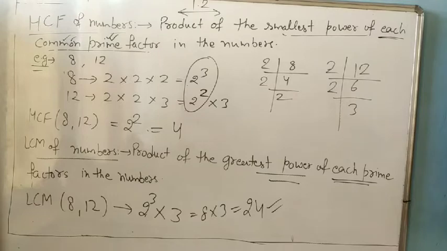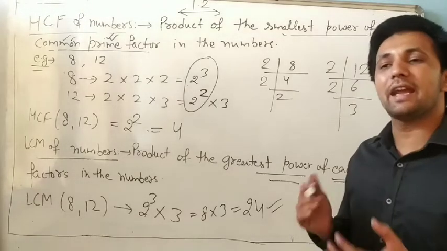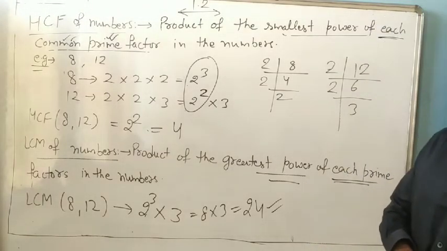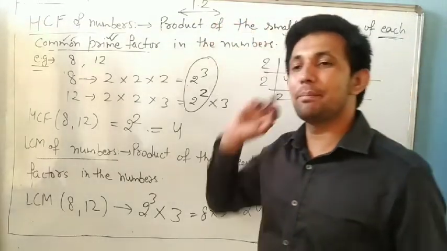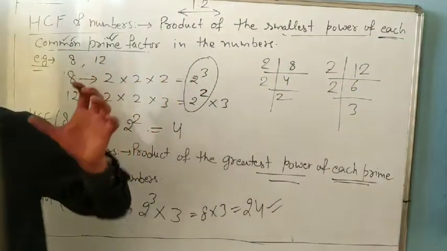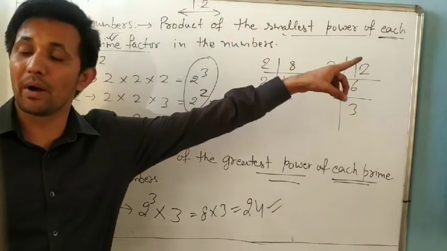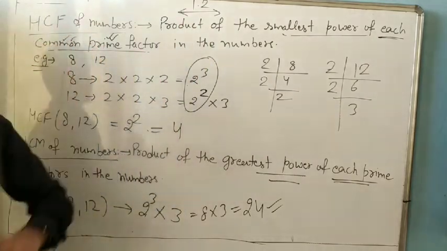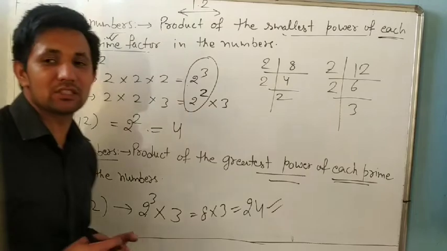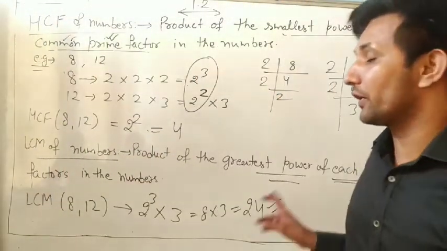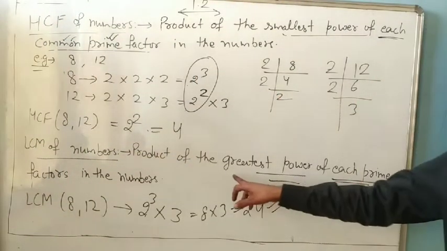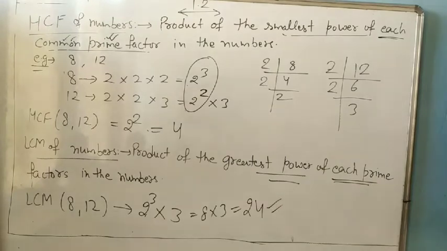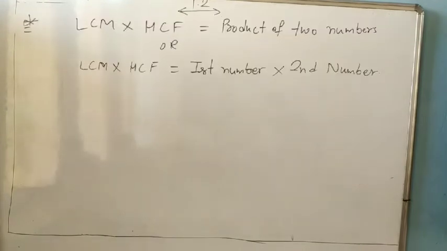So only 2 things you have to remember. HCF means the product of the smallest power of each common prime, smallest power and common also. But LCM is the product of each prime factor, taking the highest power. Okay? So that is your answer. Okay? So next now.